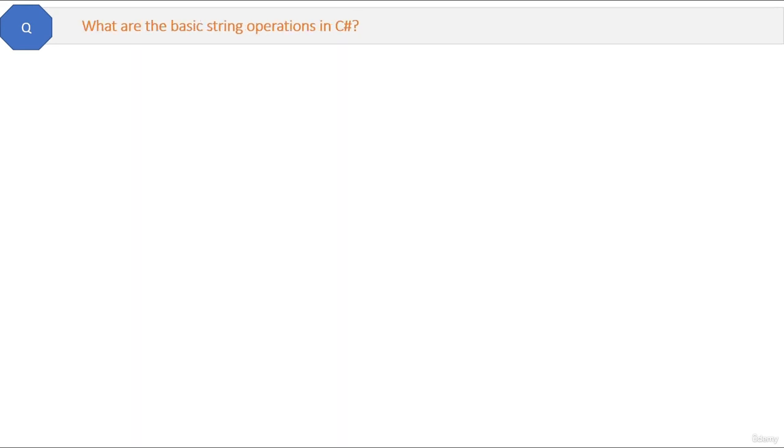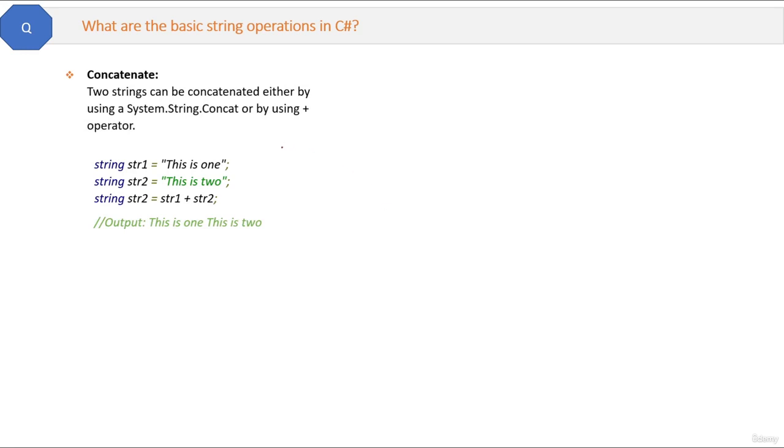What are the basic string operations in C#? Let's go through them quickly. First is concatenate. Two strings can be concatenated either by using the concat method or the plus operator. See, here is the code and the output.